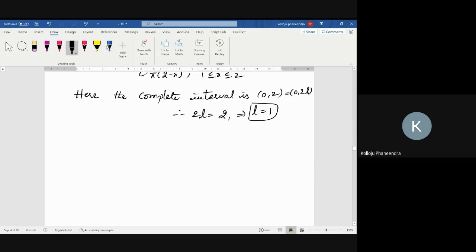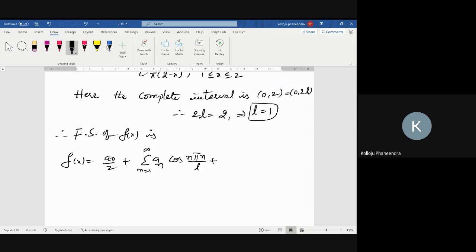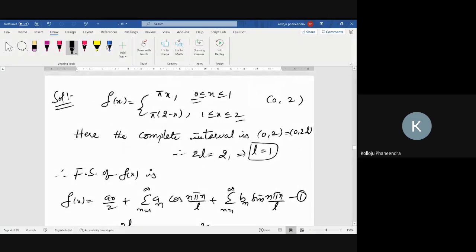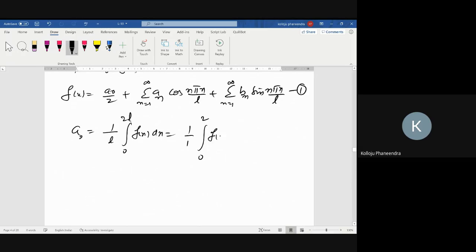Now the Fourier series of f of x is f of x equal to a naught by 2 plus summation an cos(n pi x by l), n from 1 to infinity, plus summation bn sin(n pi x by l), n from 1 to infinity. Equation 1. At last I will substitute L value 1. The a naught formula is 1 by l integral 0 to 2l of f of x dx. With L value 1, the complete interval is 0 to 2. So I have written 0 to 2 f of x dx. But 0 to 2 is split into two parts. 0 to 1, the function value is pi x, and in 1 to 2, the function value is pi into 2 minus x dx.